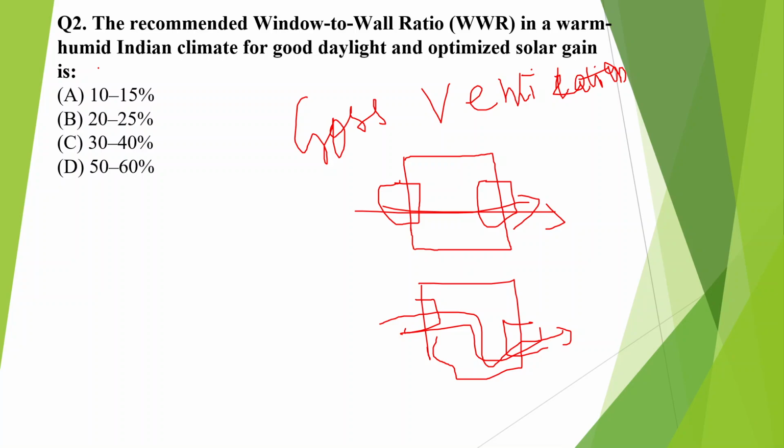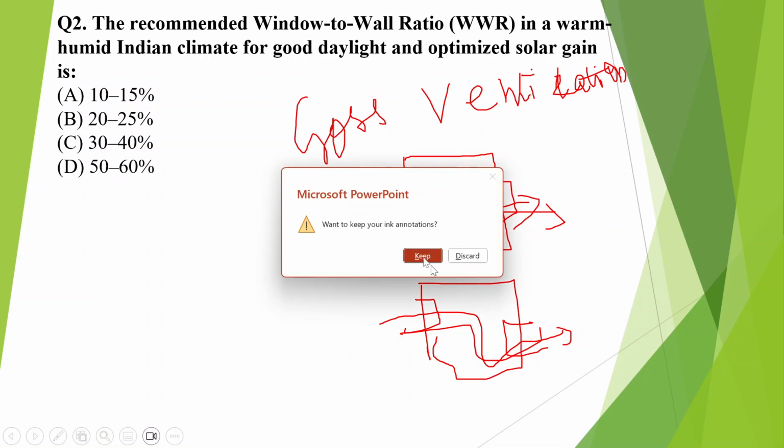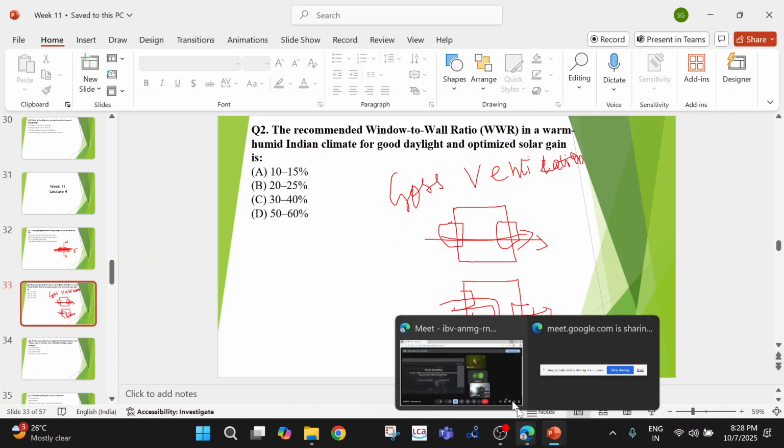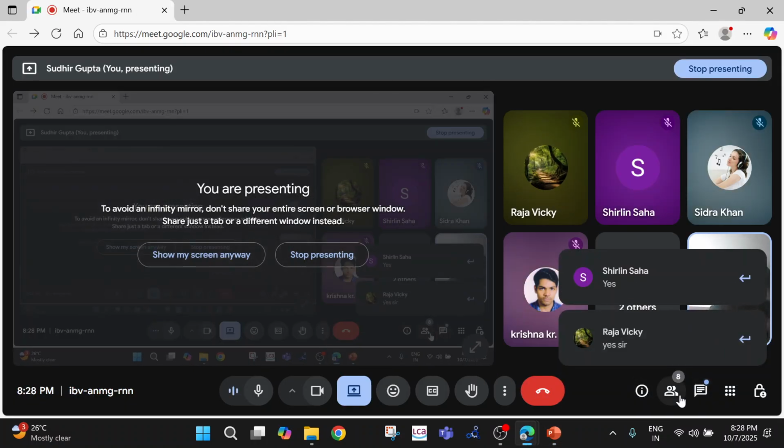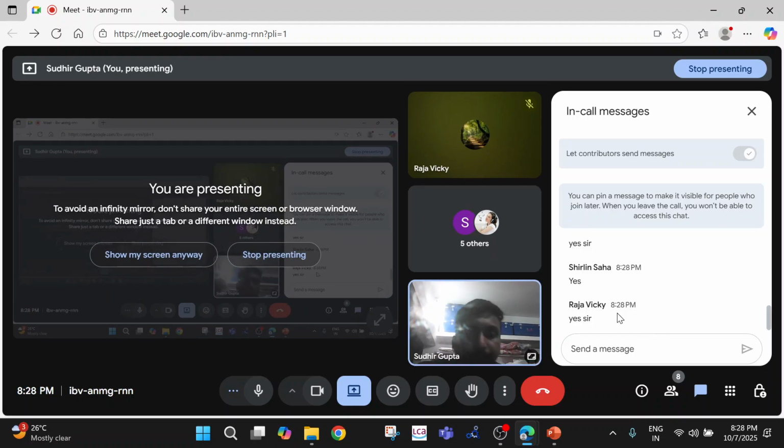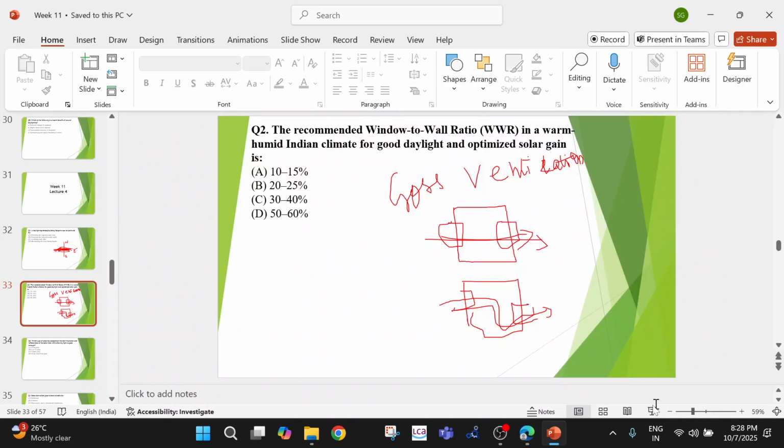I hope it is clear, guys, because we know we need to balance between the daylight and the optimized solar heat gain as well. So if the explanation is clear, then let me know. 30 to 40%, all of you are agreeing. Can we move to the next question? Okay, guys. So it took some time, but it's good to see that all of you have understood whatever I wanted to convey. Fine. So let me move to the next question.